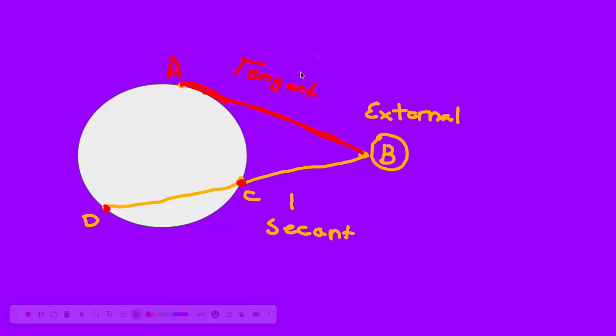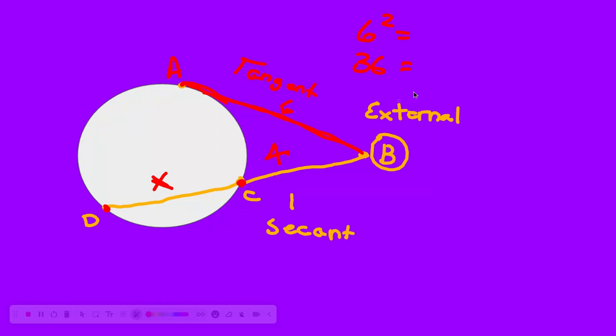Now the formula is saying if you take the entire length of the tangent line, let's just say it's 6, so it's going to be 6 squared, which is 36. The entire length of the tangent line squared is going to equal the entire length of the secant line, which is BD, plus the external length of the secant line. So let's put in some numbers. Let's say this is 4, and this we don't know, we'll just say x.